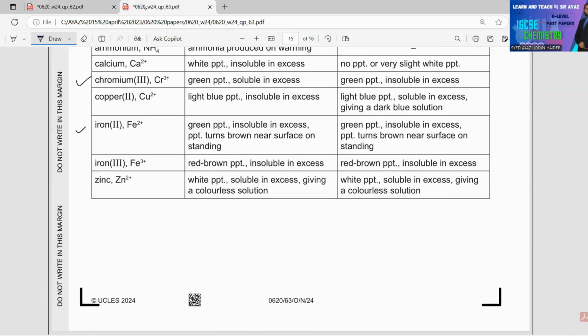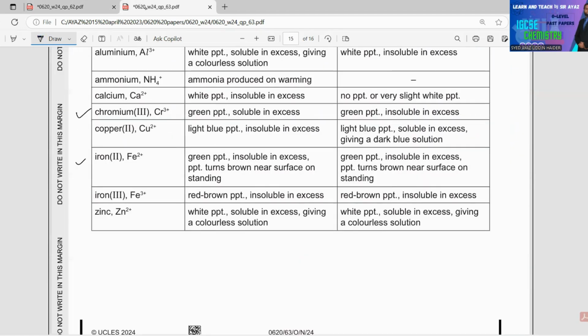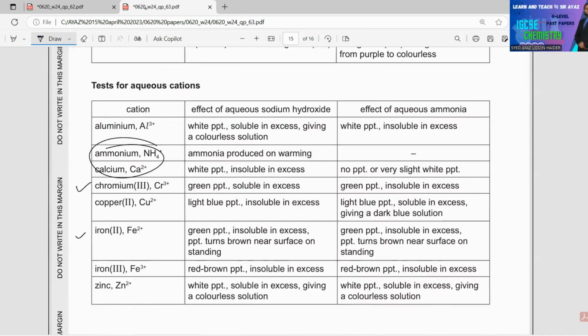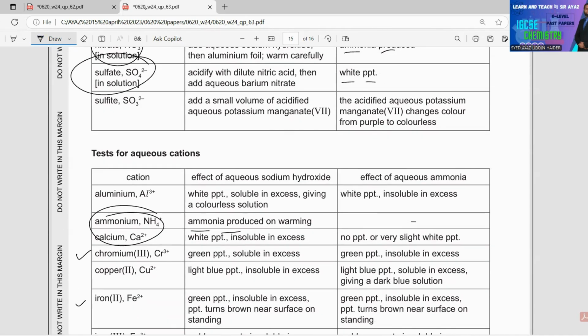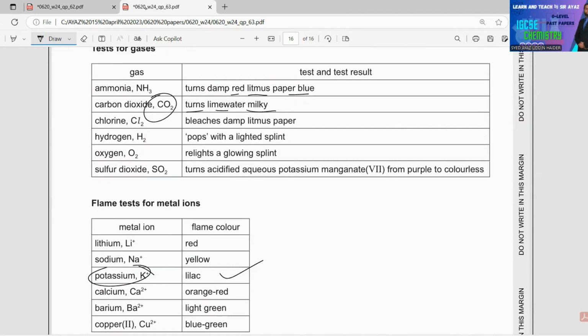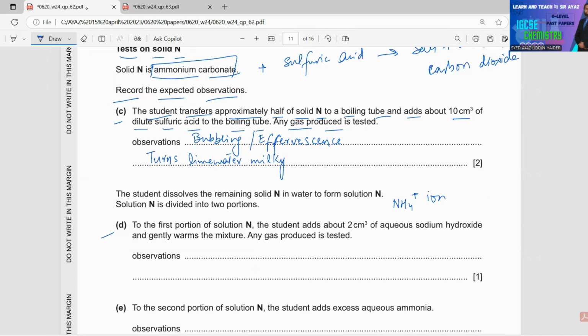If you look at the test for the ammonium ion, the test is with sodium hydroxide, it will produce ammonia gas. And ammonia gas is tested with litmus paper. It will turn blue. So you write turns damp red litmus paper blue.